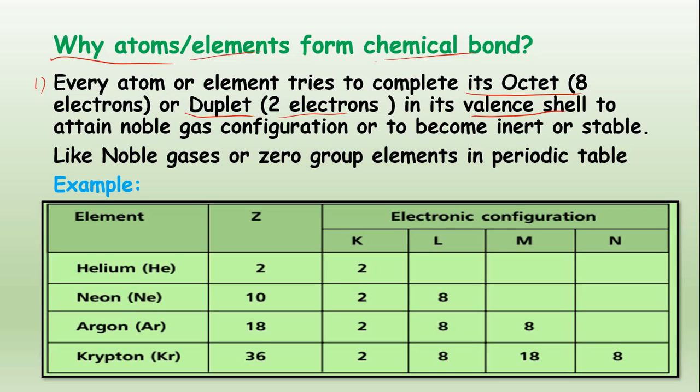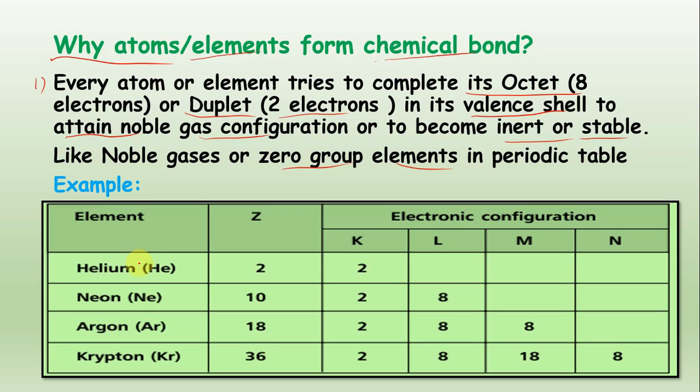And then the second reason is that when they complete their octet and duplet, then what will happen? They will have the noble gas or inert gas electronic configuration, and they will become inert or stable, like noble gases or zero group elements. Now look here, this is the table related to the noble gases or zero group elements of the periodic table, which is at the right side of the periodic table. 8th A group is also called the zero group or noble gases, because their duplet or octet is complete. In their valence shell they are having 2 electrons or 8 electrons.